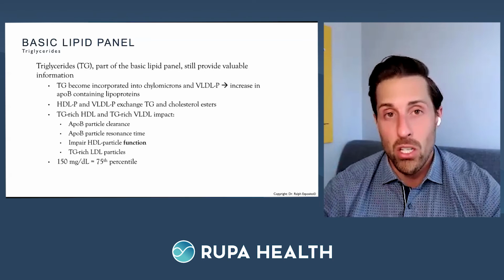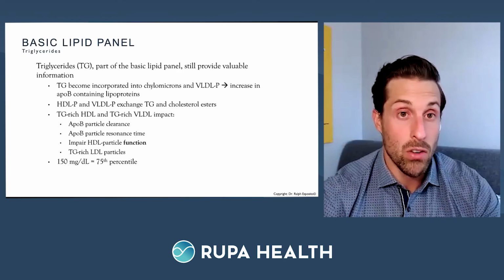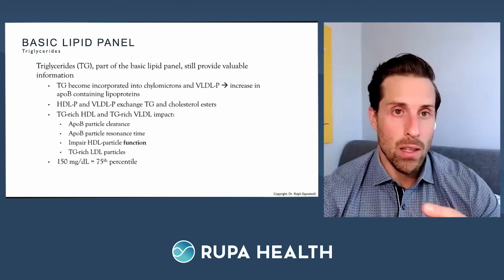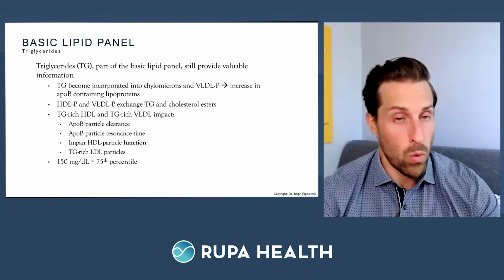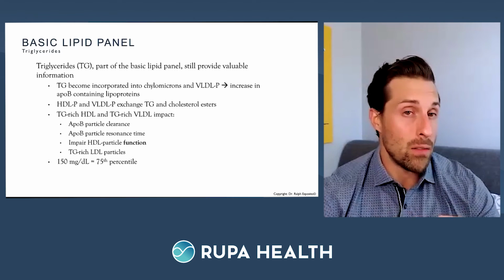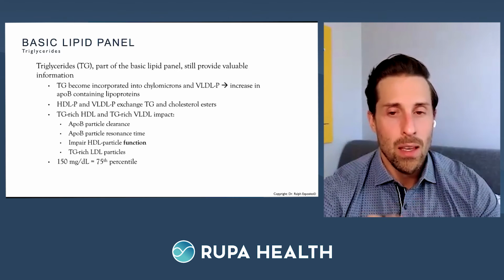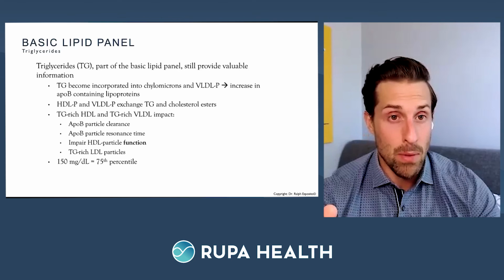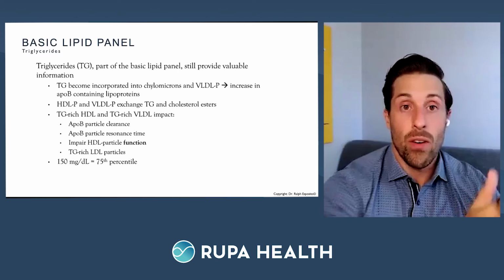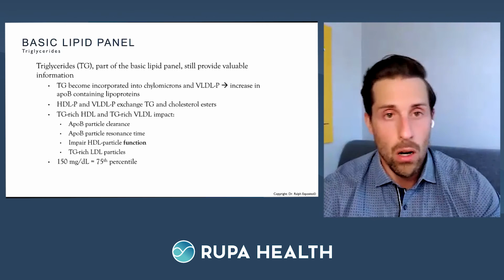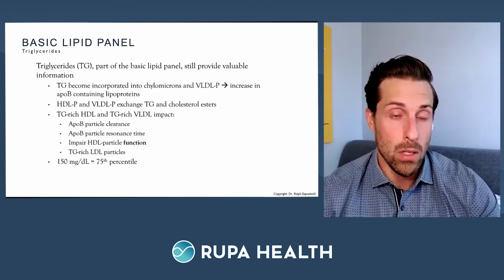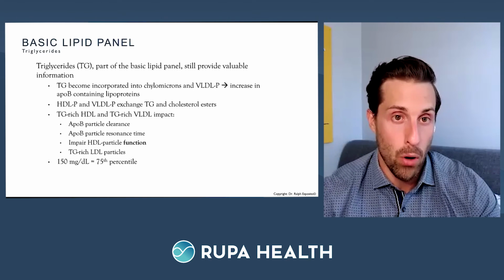VLDL can also exchange cholesterol esters and triglycerides with LDL. So we thought that the only thing that can interact or have reverse cholesterol transport was HDL, but in fact, that's not true. Actually, LDL does as well. So if you have a lot of VLDL with a lot of triglycerides, you're going to exchange them via an enzyme called CETP, and it can exchange it with LDL particles. So now those triglycerides are going from our VLDL to our LDL. So now our LDL particles become triglyceride-rich LDL particles or ApoB lipoprotein containing particles.